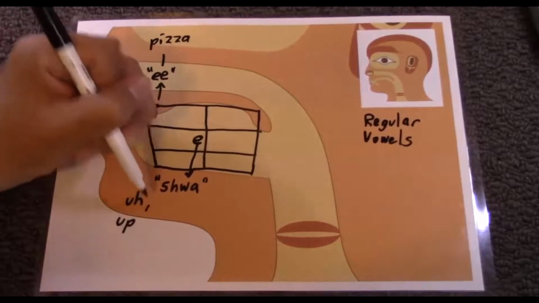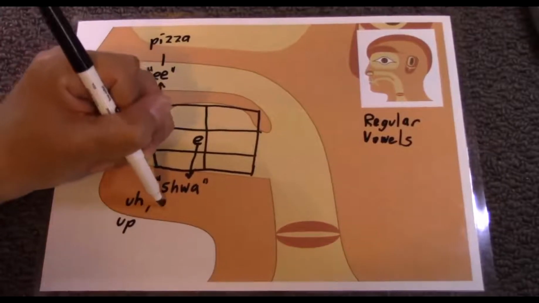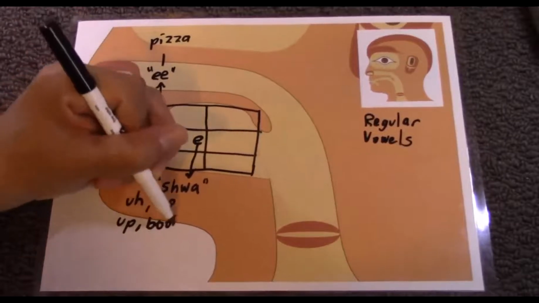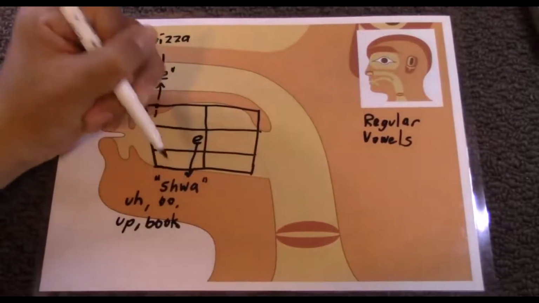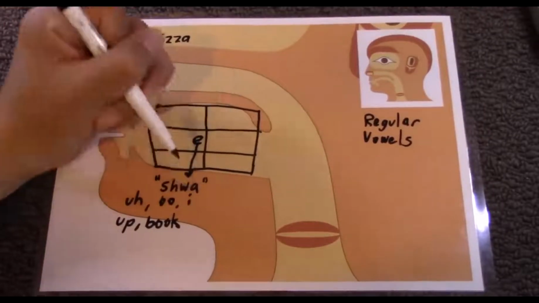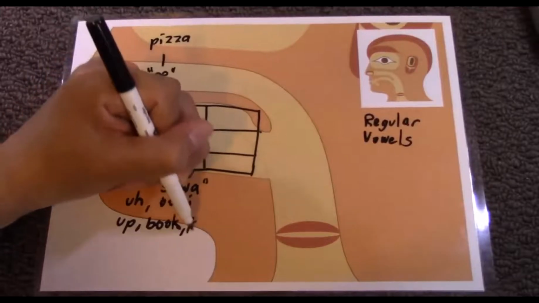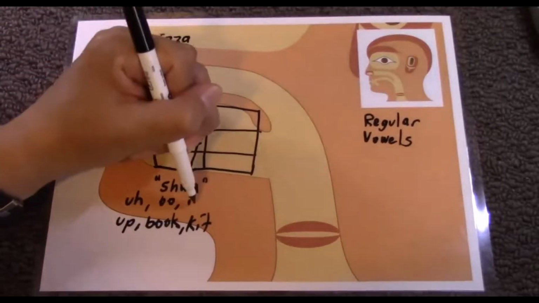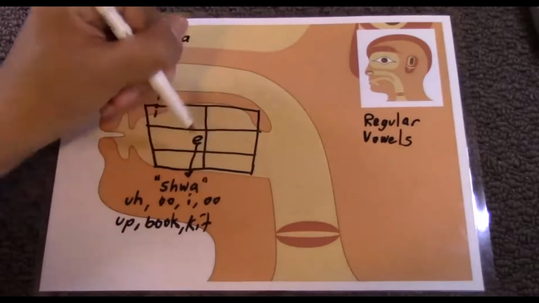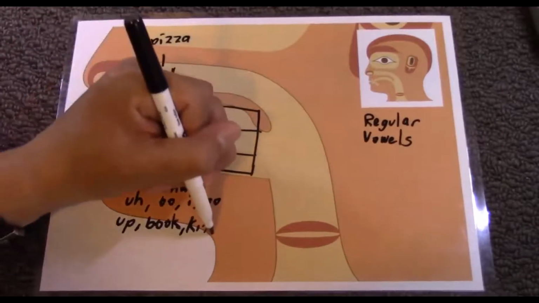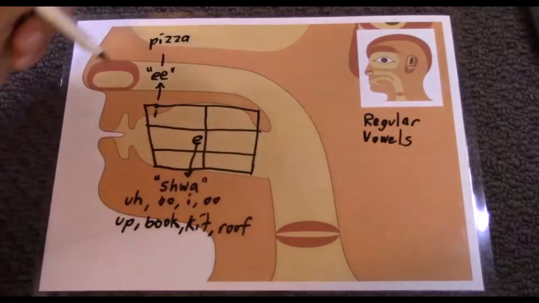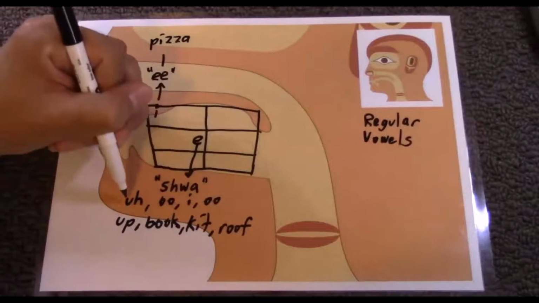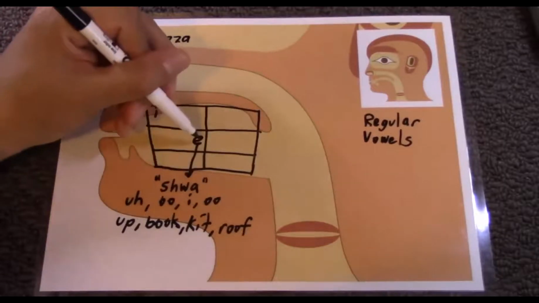Another sound you might hear is as in the word book. You also might hear kind of an ih sound, as in the word kit. You could also hear the schwa making an oo sound, like in the word roof. So those are the main sounds that you will hear. It depends on what's around the E.